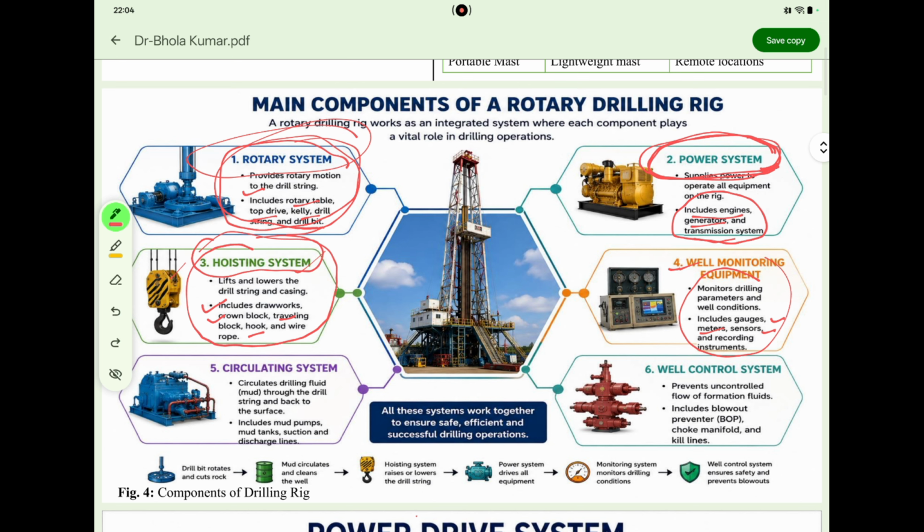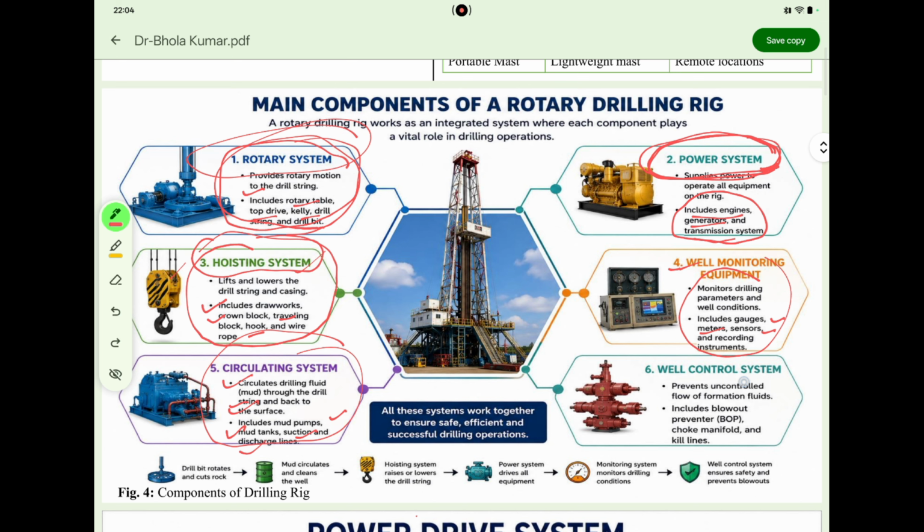Now the next one, and the most important one, the circulating system. Oh my god, this is the backbone. This is just like the blood flowing in a human body. Same thing is the circulating system. It circulates the drilling fluid, also known as mud, through the drill string back to the surface. It includes the mud pump, and we will talk about the types of mud pumps, the mud tank, and the suction and discharge lines.